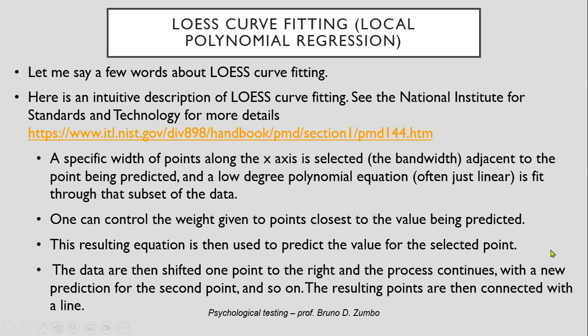I'll say a few words to give you an intuitive notion. There's actually a lovely technical literature. The National Institute of Standards and Technology of the United States, I think that's the title of the organization, has a nice little link. I'll leave it for you to get there. So you can start with this bandwidth, the width of points adjacent to the point being predicted, and some sort of low degree polynomial, a very common way of doing it, is fit through the subset. You can control the weight given to points closest to the value that you're predicting in these little slices. The resulting equation is then used to predict the value of the selected point for that bin.